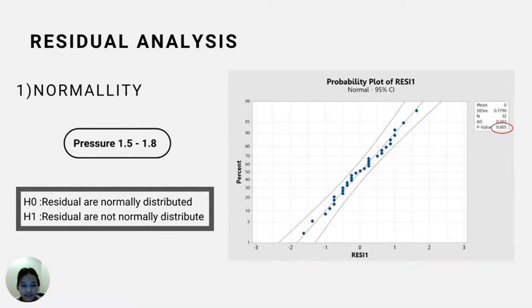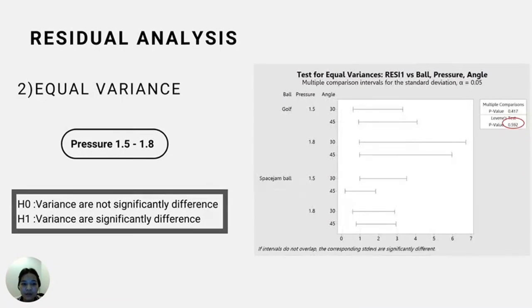Next, residual analysis. First, normality. We will check if the p-value is more than alpha. As we have said, we conclude that we fail to reject hypothesis H0, so the residuals are normally distributed. Next, test for equal variance. We also check if the p-value is more than alpha. We can assume that we fail to reject H0, so the variances are not significantly different.